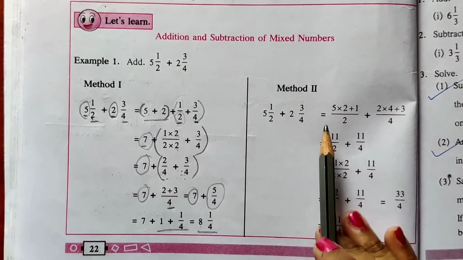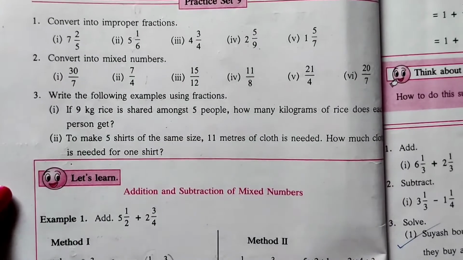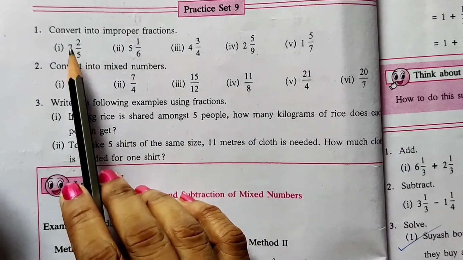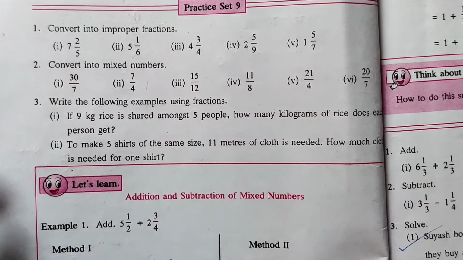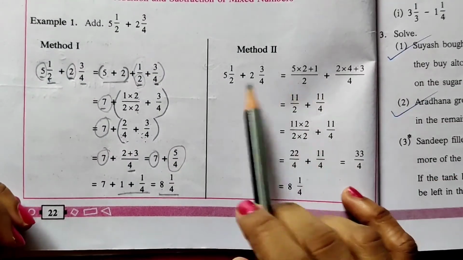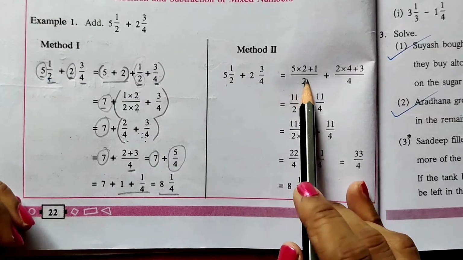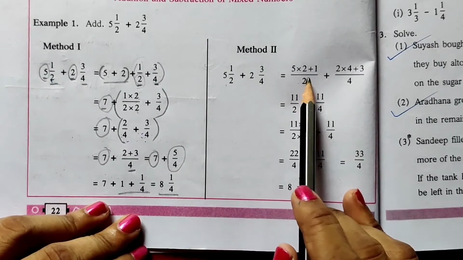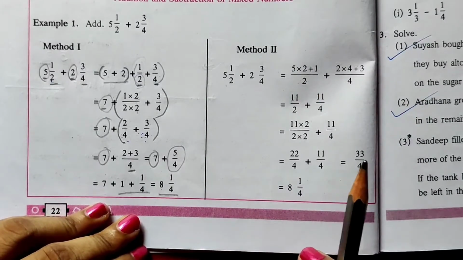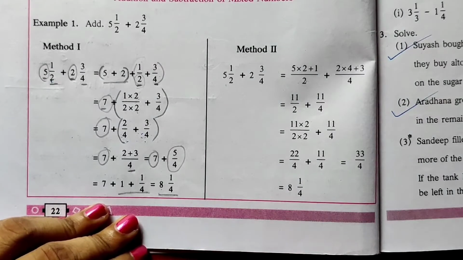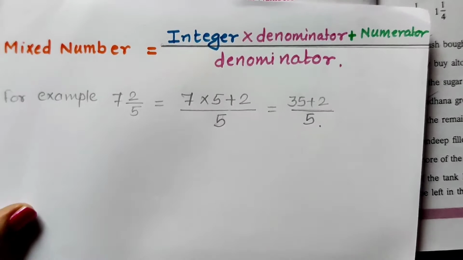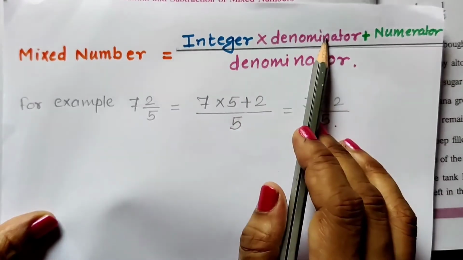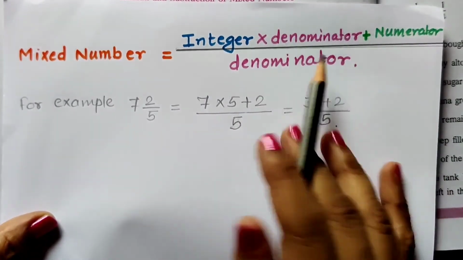In second method, as we have solved this practice set 9 sums, how we have converted mixed fraction into improper fraction, you all know. Here directly from fourth step it is shown, mixed fraction is converted into improper fraction. So for this conversion, if you remember one simple formula, that will be helpful to you all. Let me show you the formula. The formula is mixed number is equal to integer multiplied by denominator plus numerator upon denominator.